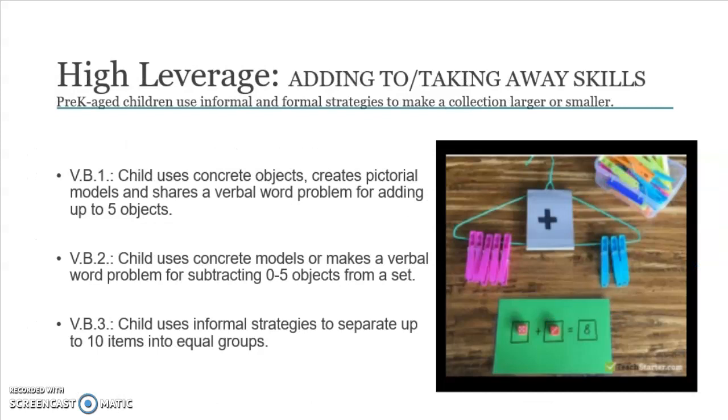Next, we can see the adding to and taking away, the very basic informal and formal strategies that start kids to understand the addition subtraction. We have VB1 all the way down to VB3. Again, that's adding to and taking away.